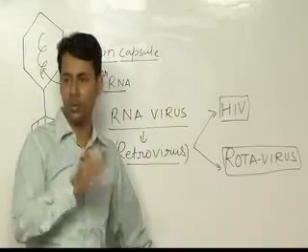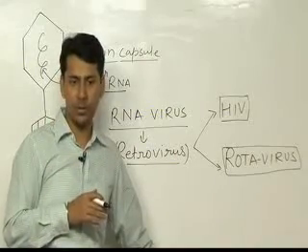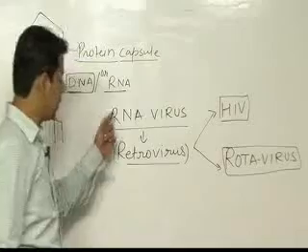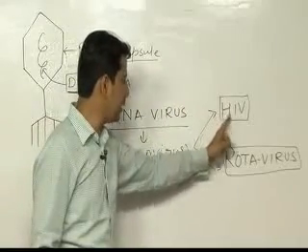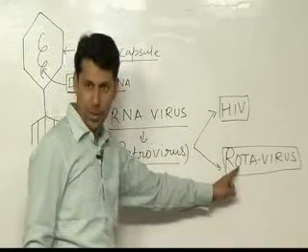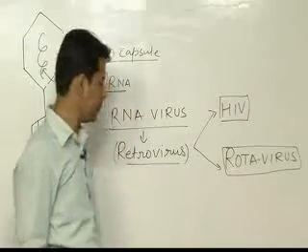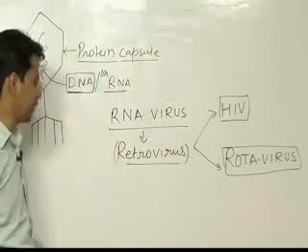In case of AIDS or hepatitis viruses, right? These viruses are altogether a different entity. These two things you remember: HIV and rotavirus. Rotaviruses are responsible for dysentery or diarrhea in infants, and both are examples of RNA viruses.